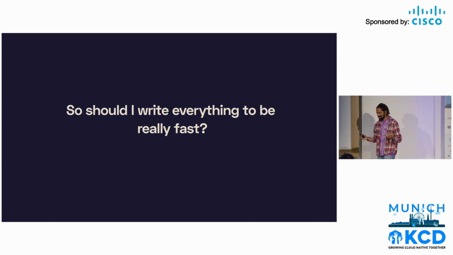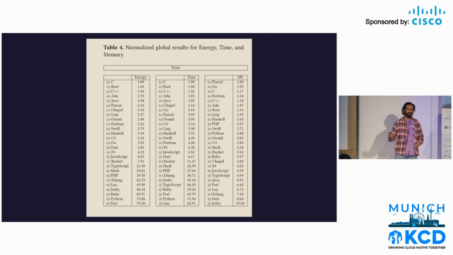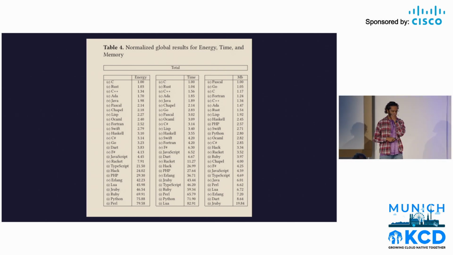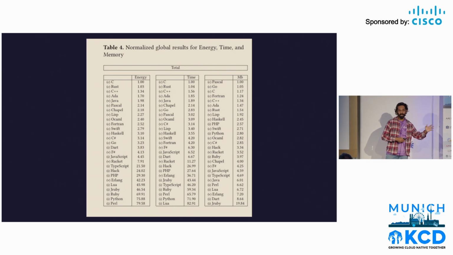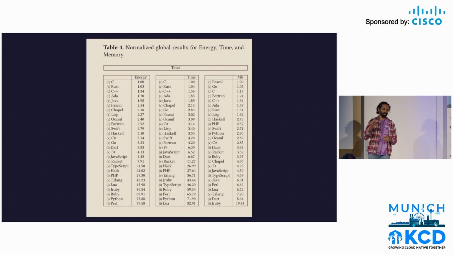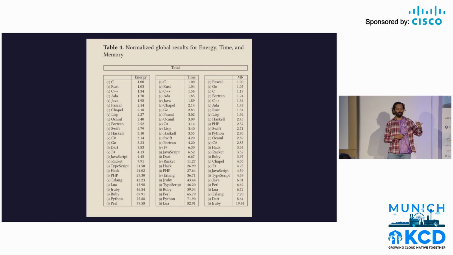So as technologists, we're like, OK, fine, I got this. I'm just going to write everything to be super efficient and super fast. Done. And few of you might have seen this image floating around on LinkedIn and other social media, where there was a study in a Portuguese university, I think a few years ago, and they looked at different programming languages and the energy it consumed, the time it took to compile, and the memory it consumed as well, and it was normalized.